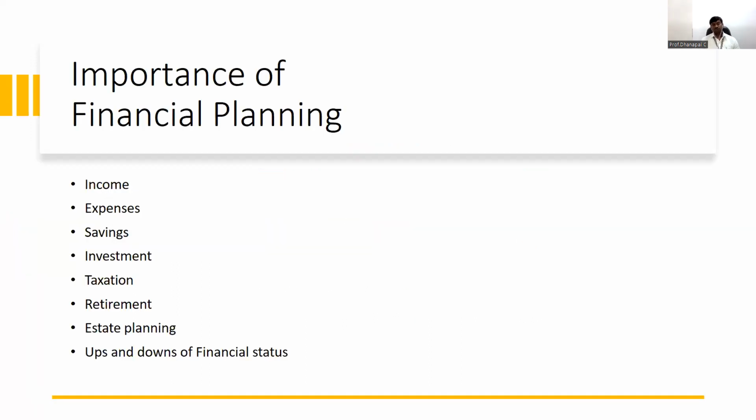Now, what is the importance of financial planning? Whether you take an individual or business people, we have common elements: income, expenses, savings, investment, taxation, retirement, estate planning, and the ups and downs of financial status. They will always be there. You have different kinds of income for your business, so you have to identify the sources of income in your business, and concentrate on where you can develop more and increase your income.